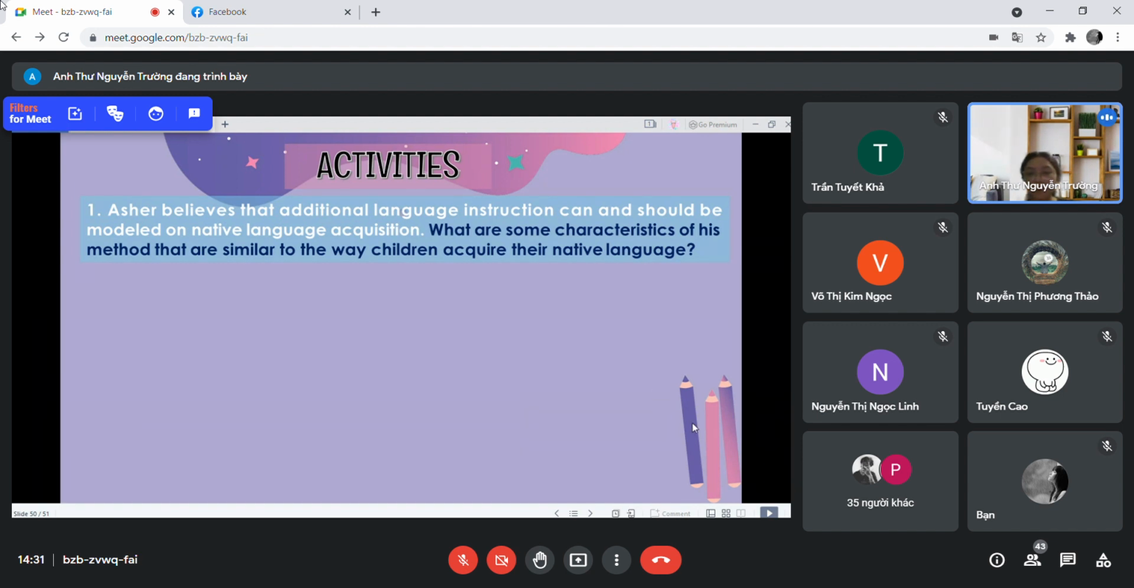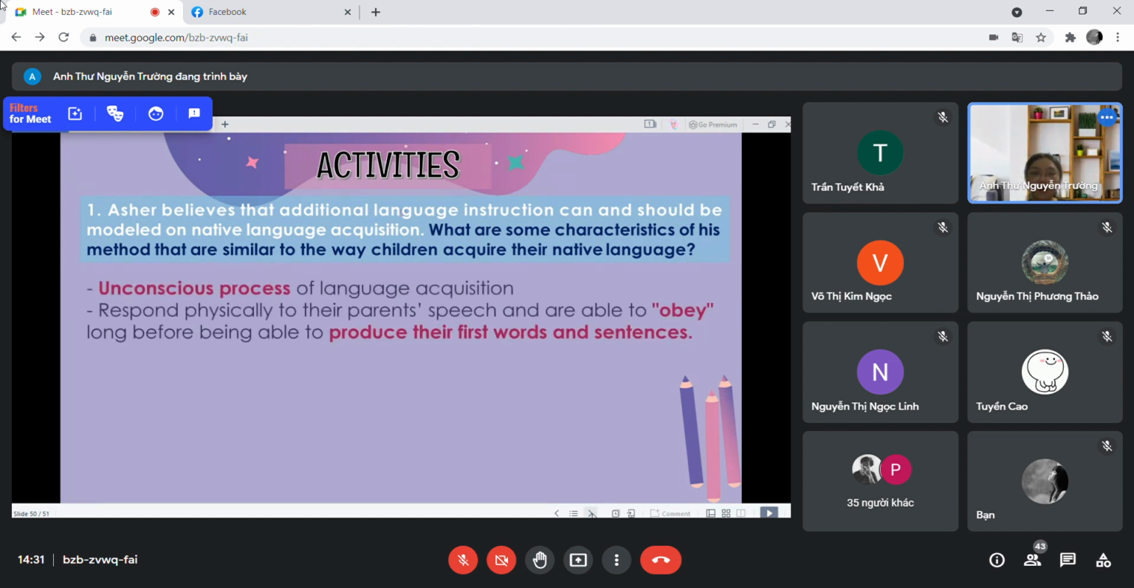Okay, so if you don't have the answer, our group's answer is, the first one is the unconscious process of language acquisition. It means that at first, you just listen to the target language and you can choose the time you want to speak. And the second is responding physically to their parents' speech and being able to obey long before being able to produce the first word and sentence.